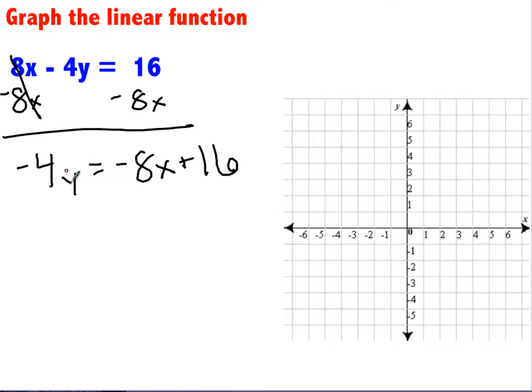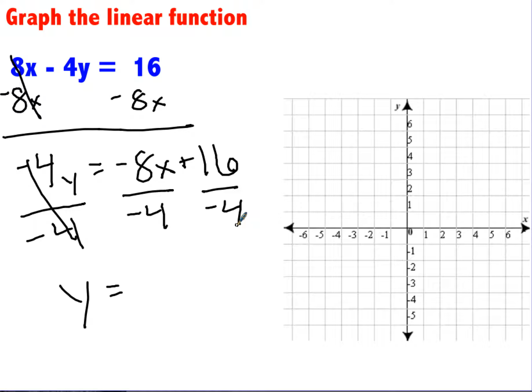And so now I've got to figure out, what's the last thing I need to do? Well, it looks like I need to get my y by itself. In order to do that, I need to divide by -4. That gives me my y by itself. But whatever I do to one side, I have to do to the other, so I have to divide both pieces by -4. -8 divided by -4 is positive 2x, and 16 divided by -4 is -4.